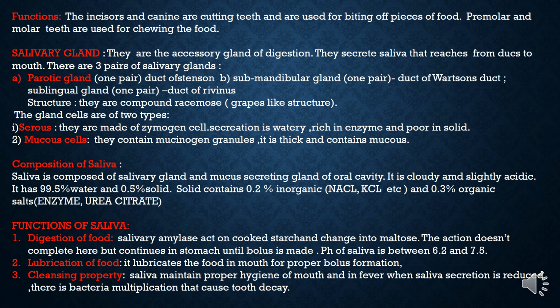The gland cells are of two types. Serous cells are made up of zymogen granules. Their secretion is watery, rich in enzyme, poor in solid. Mucus cells contain mucigen granules. Their secretion is thick and contains mucus.